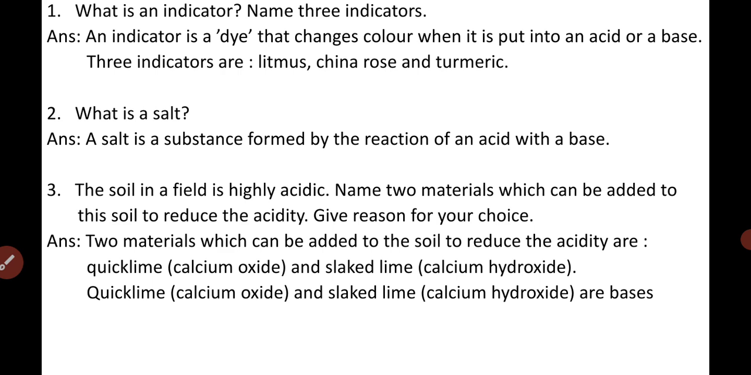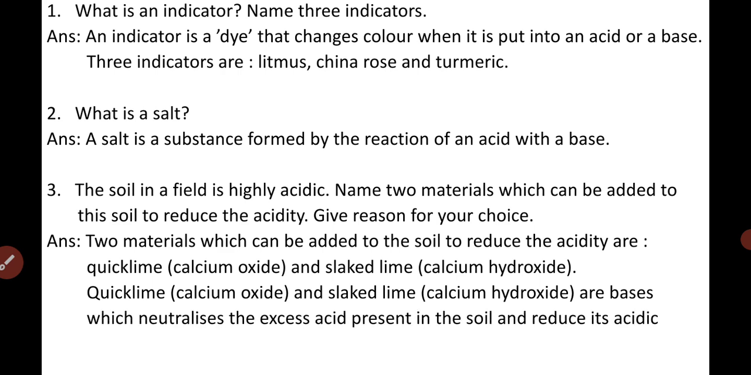Clear? And why do you have to add these? Because quicklime, calcium oxide, and slaked lime, calcium hydroxide, are bases which neutralize the excess of acid present in the soil and reduce its acidic nature. The acidity of this soil will be neutralized by the bases, that is quicklime and slaked lime. Okay, clear?